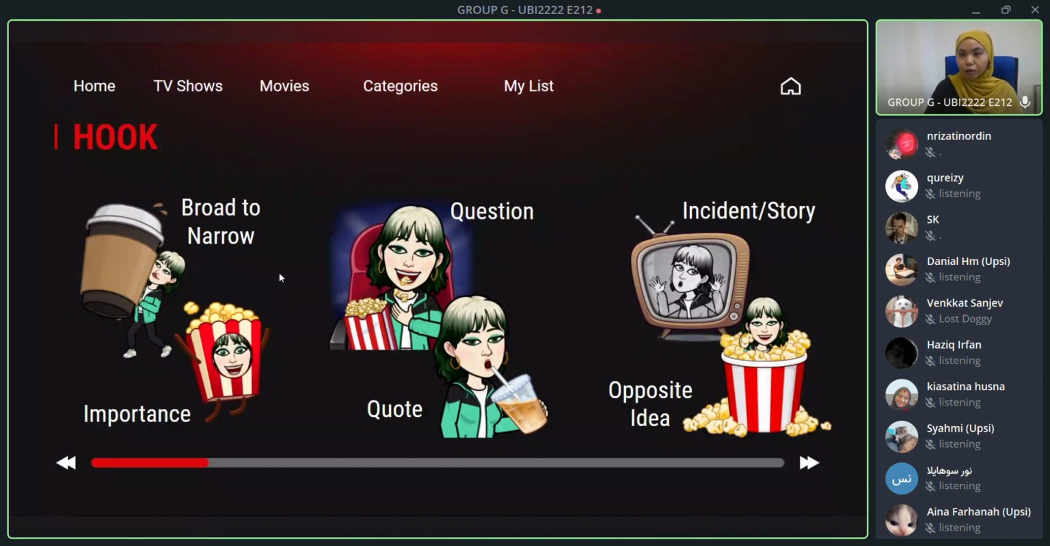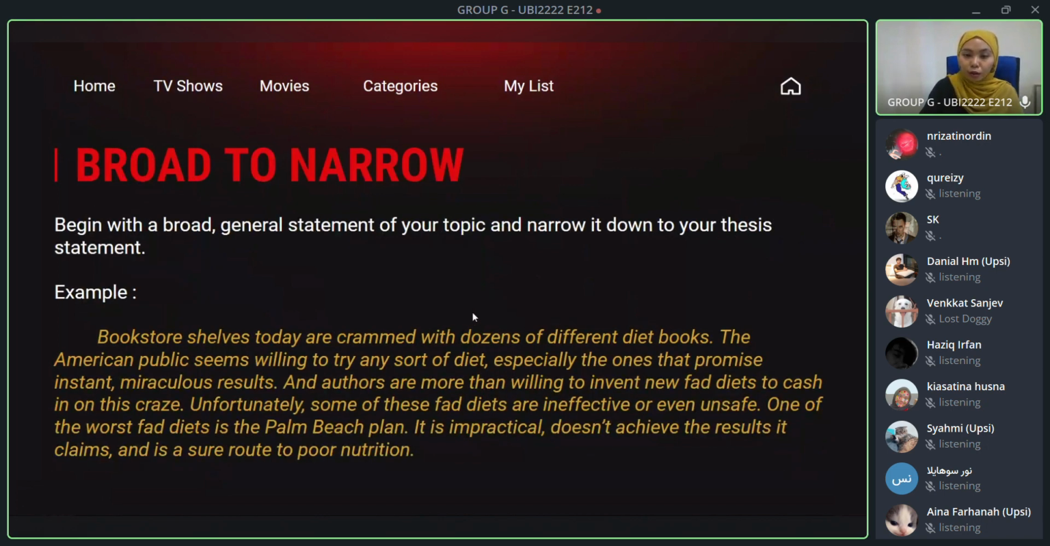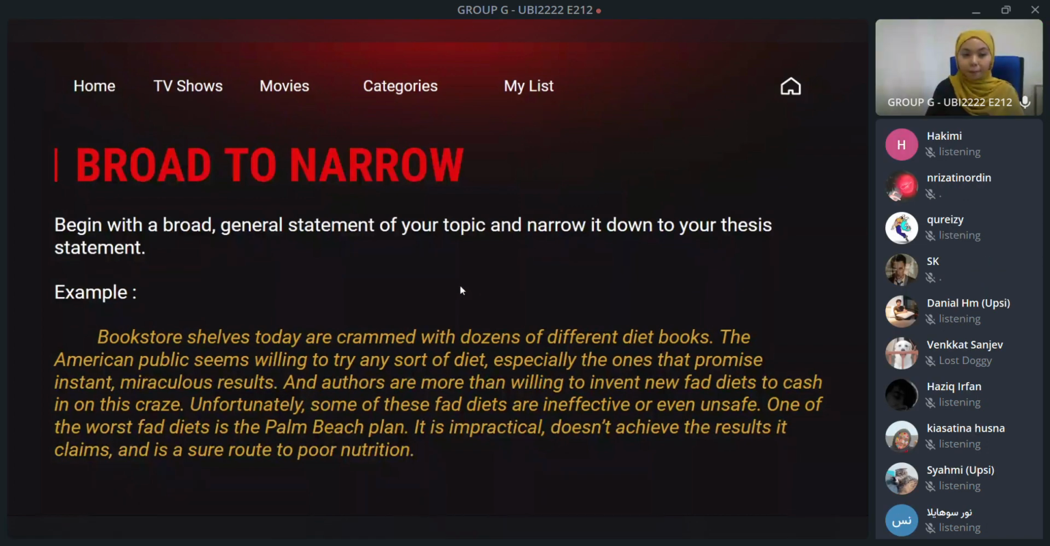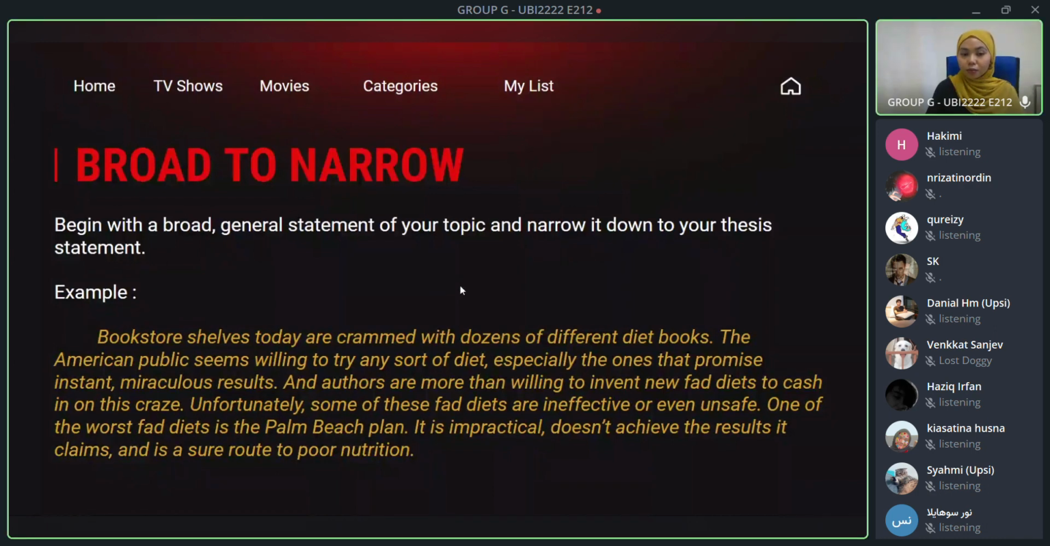So here I listed you 6 types of hook. I believe there are more, but these 6 are the ones that we normally use. Okay, so we have broad to narrow, importance, question, quote, incident or story, and also opposite idea. Now let's talk about broad to narrow. Can I please have one volunteer to read for me the example? Anyone?